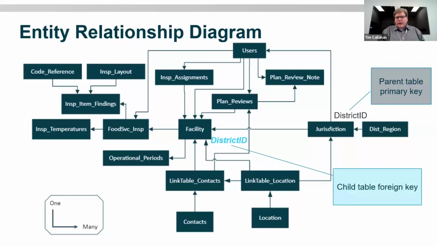From there, you can have a child table. In this case, it's a facility table, and you'll see district ID as a field in that table, but it's not unique in that table. You'll see the same district ID multiple times because that is a child record. It is able to refer back, so the one jurisdiction can refer to many facilities. That's the premise behind a relational database.